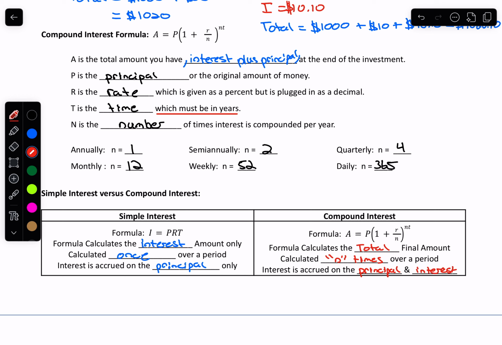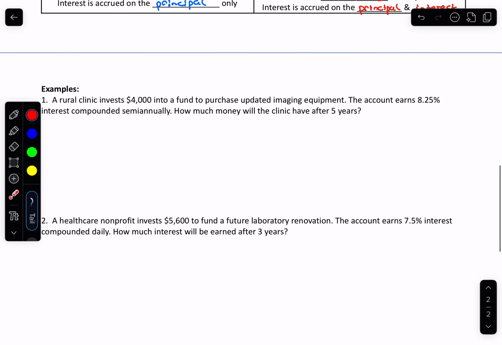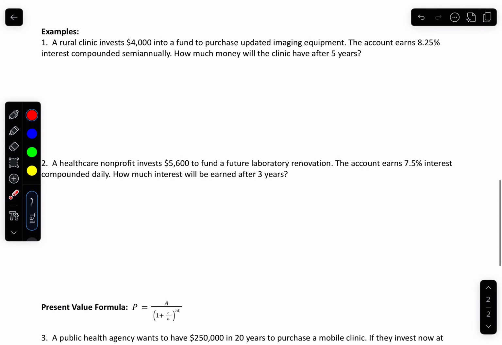So the main important things here are the fact that interest earns its own interest when you're using the compound interest formula. We're going to calculate n times, so we're going to do the simple interest over and over again, but this formula does it all at one time for us. And the most important takeaway is that this gives us the total amount, okay? Not just the interest, it gives us the total amount at the end of the period, principal plus interest. All right, so now let's do a couple examples.